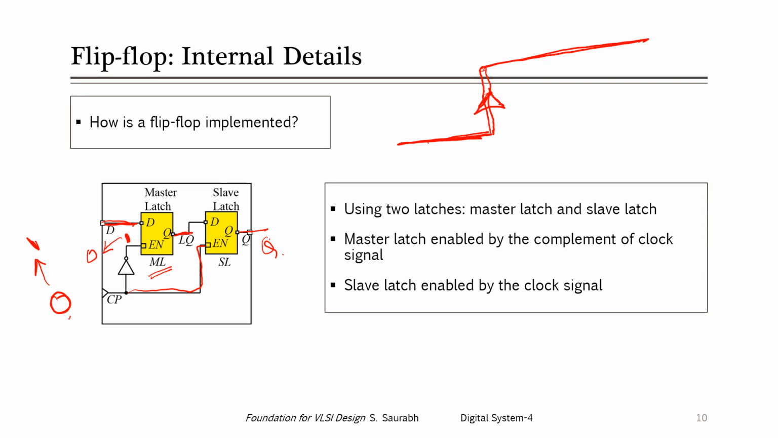So by the combination of enabling and the inverted enabling of the master latch and the slave latch, we are able to achieve the edge based functionality of a flip-flop. So this is one of the simplest implementations of a D flip-flop using two latches.